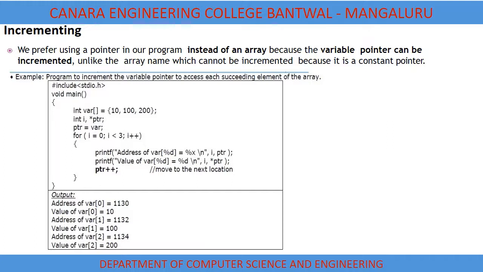So you can see the difference: with a normal variable, it adds 1 when you are incrementing, but when we go for pointer variable incrementation, it goes according to how the data has been allocated, depending upon the data type.